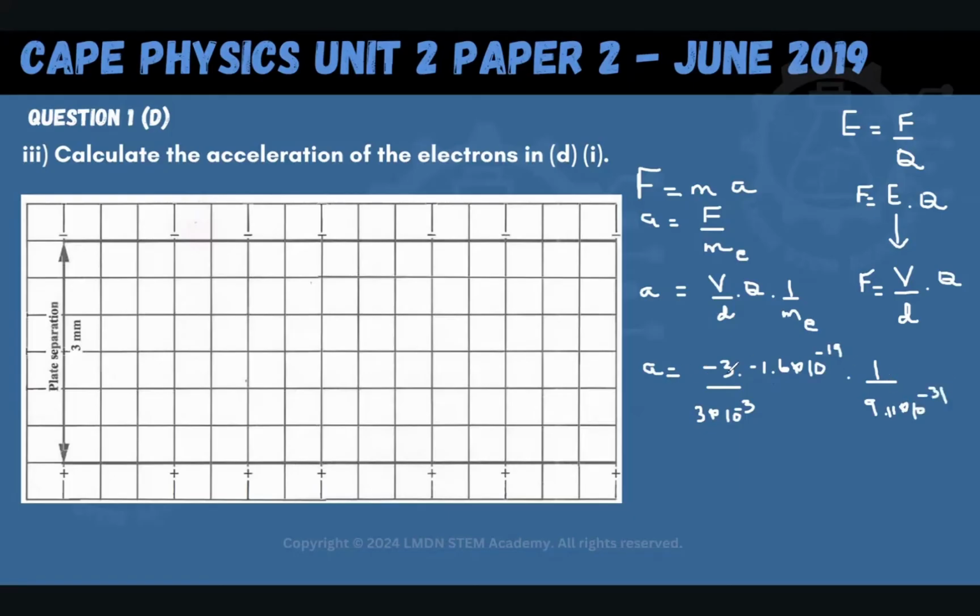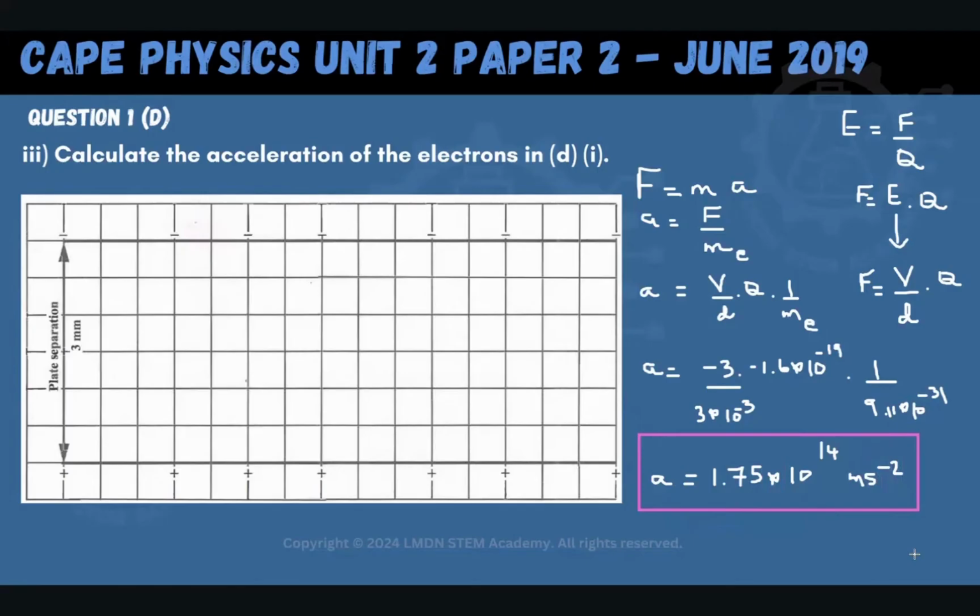When we put all of this together, we're going to come up with an acceleration of 1.75 times 10 to the 14 meters per second squared. Remember, that's our unit of acceleration. We have to put the right units. So let's just box this. That's our answer. So that's acceleration.